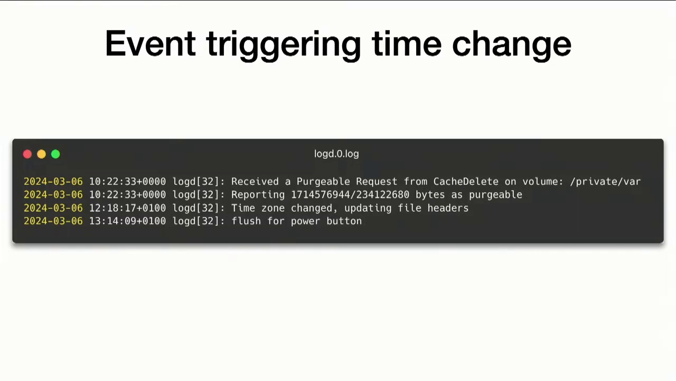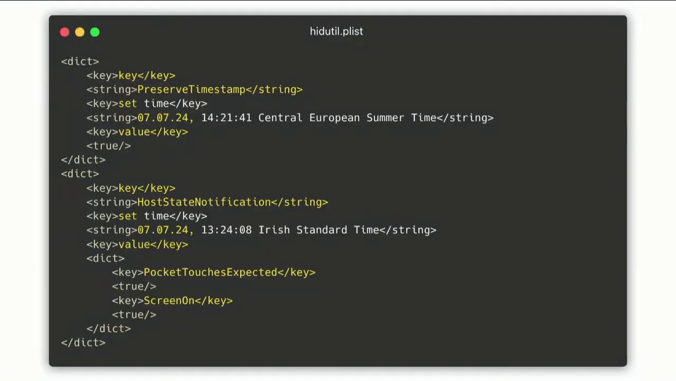There's an event triggering the time change, which is also logged in the log daemon 0 log, called time zone change updating file headers. And we can also see when this happens. In this case, it's just 1 hour apart. But sometimes log daemon is not that precise, and I've also seen in my research that there are times which are 10 hours apart, sometimes days apart, so you can never be certain about when this event got triggered. So we can look into the hit util plist again.